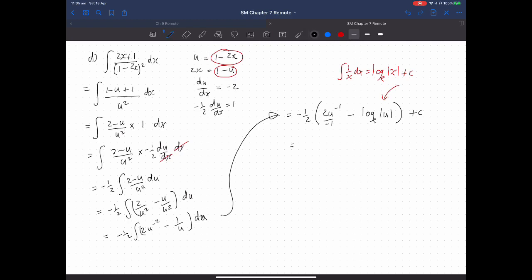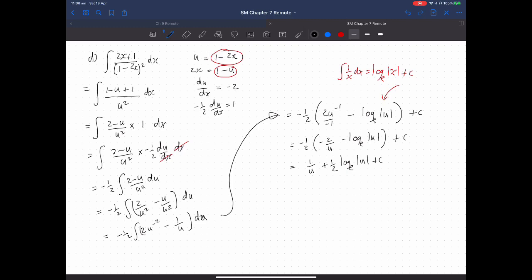So we have minus 1/2 times negative 2 over u minus log e of the modulus of u plus c. Expanding our brackets, minus 1/2 times minus 2 on u is 1 over u. A minus 1/2 times a minus 1 becomes plus 1/2 log e of the modulus of u plus c.